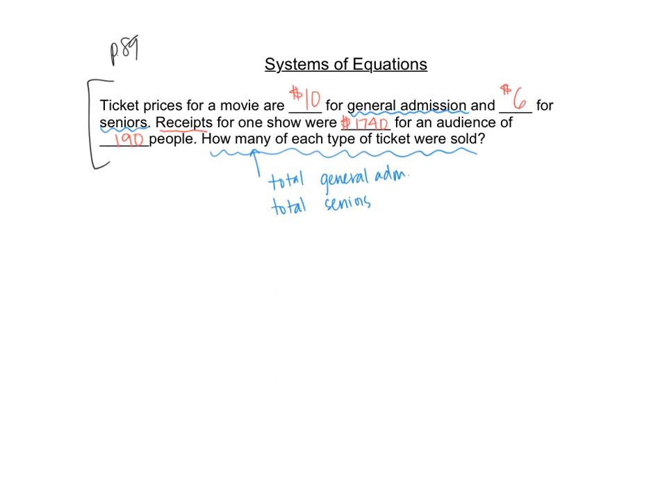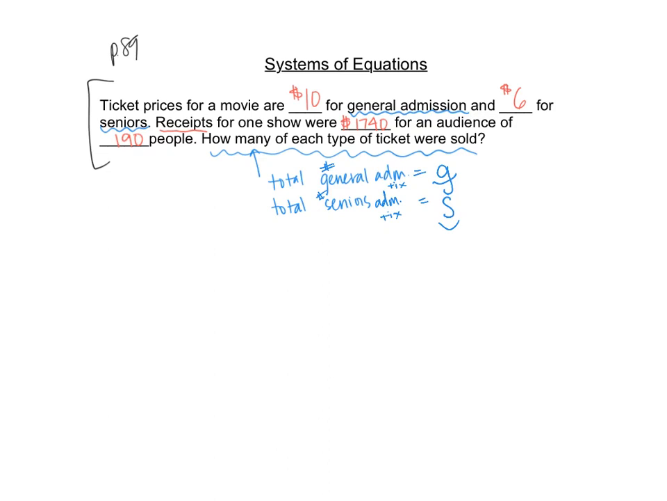You can use X and Y, but I really like to use letters that represent the thing we're talking about. So I'm going to let G equal the total number of general admission tickets, and S be the total number of senior admission tickets. Anytime you are defining a variable, remember that G is a number and S is a number, or whatever letter you use, it is representing a number.